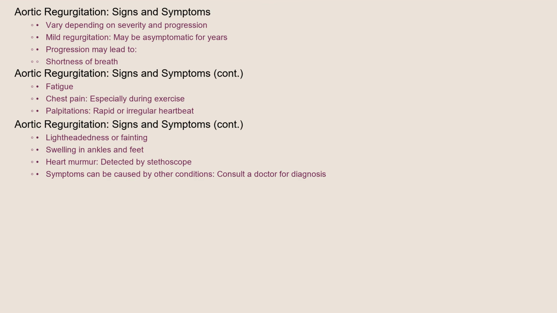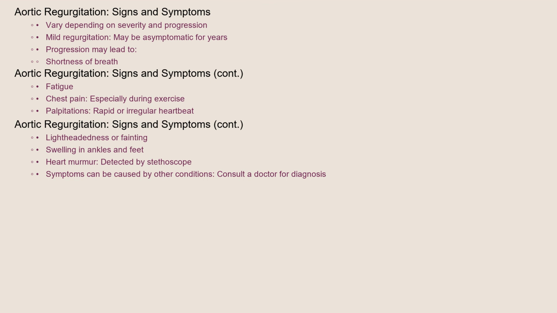The signs and symptoms of aortic regurgitation can vary depending on the severity and how quickly it develops. Some people with mild regurgitation may have no symptoms at all for many years. However, as the condition progresses, symptoms may include shortness of breath, especially with exertion or when lying flat, fatigue, chest pain, particularly during exercise, palpitations, or a feeling of a rapid or irregular heartbeat, lightheadedness or fainting, and swelling in the ankles and feet. A characteristic sign detected by a doctor is a heart murmur heard through a stethoscope.